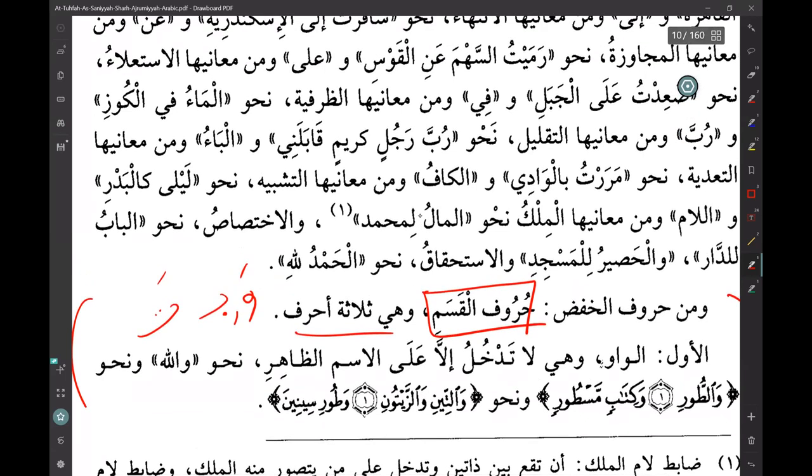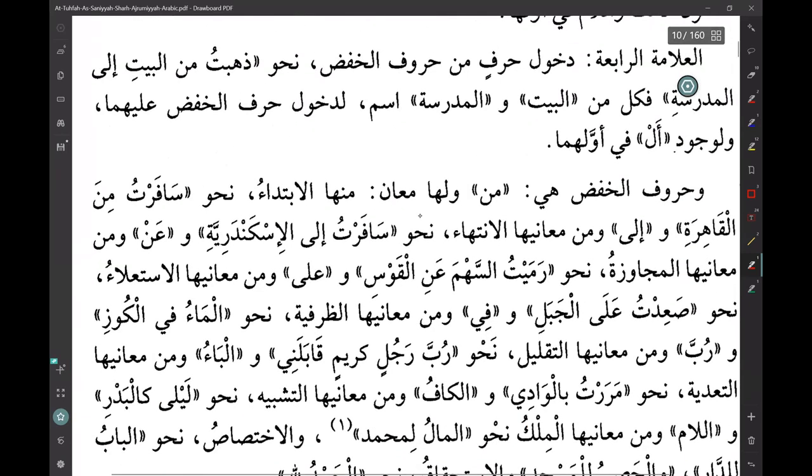Number one, just like harful jar, huruful qasam also makes the noun after it majrur. That means you will always have a kasra after huruful qasam. So for example, if I say Allahu, what does this wa mean here? We already know what wa means. Wa has two meanings. It could be either "and" or it could be a swear. So we have two options.